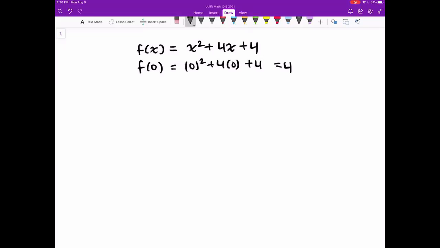So really, a function is not so different from the function notation, just think of it as y, right? I can also write this as y is equal to x squared plus 4x plus 4. They're essentially the same thing.